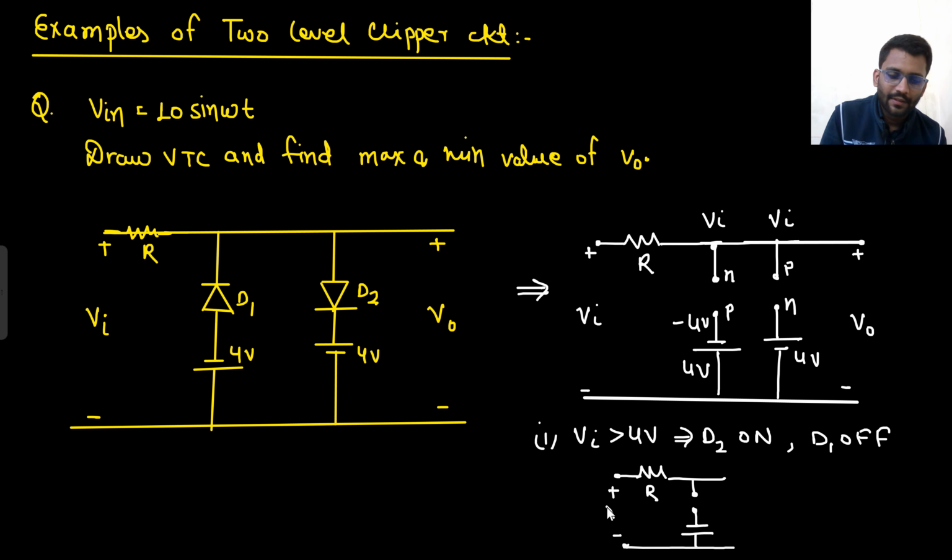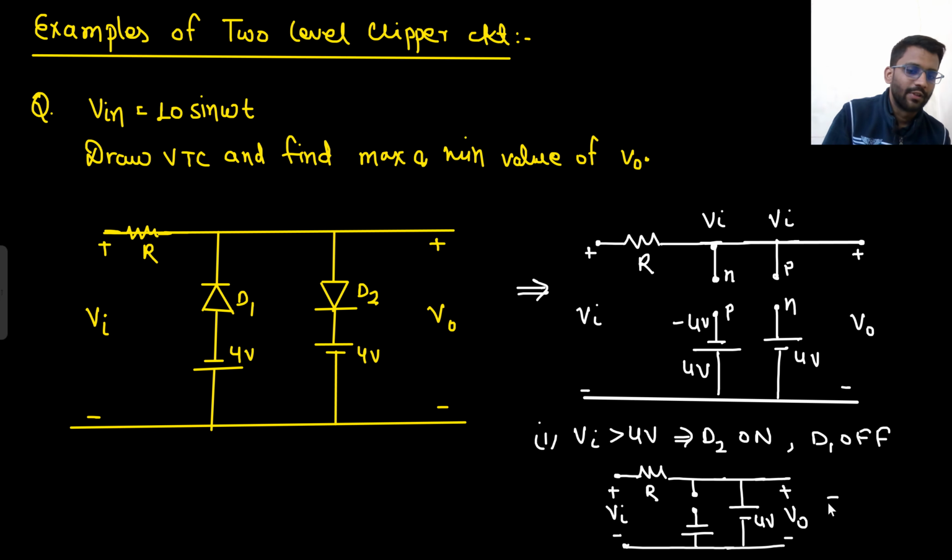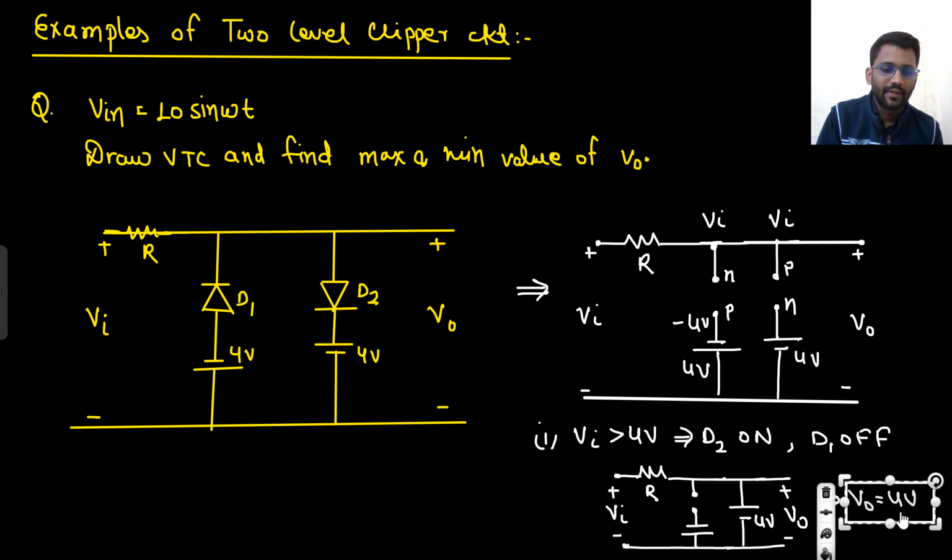This is V in. Diode is on. If this diode is on, and this will be a 4 volt, that will be equal to V naught. So simply this diode is on, so V naught will simply be equal to 4 volt. From here you can see V naught is simply equal to 4 volt. Right? Well and good.